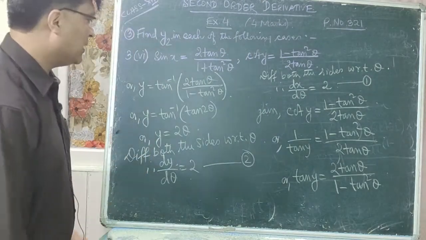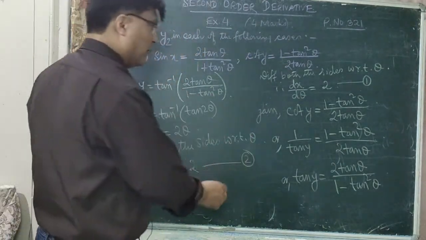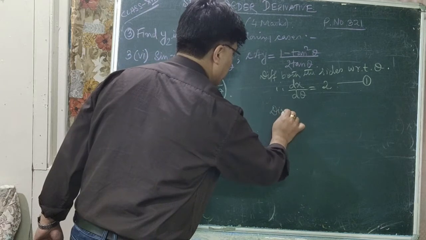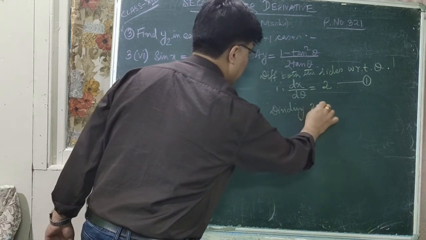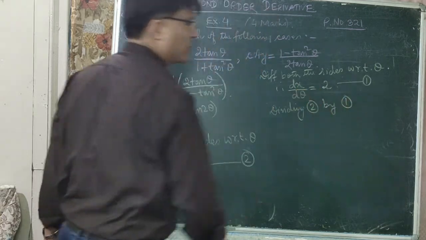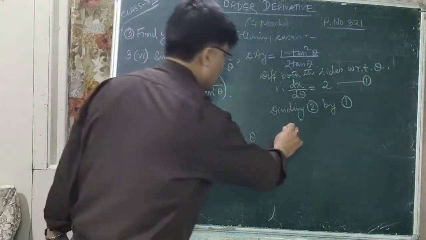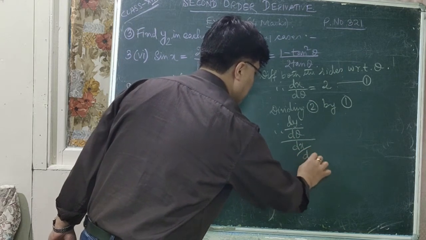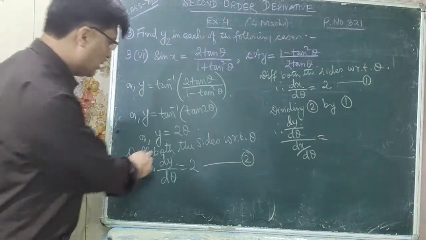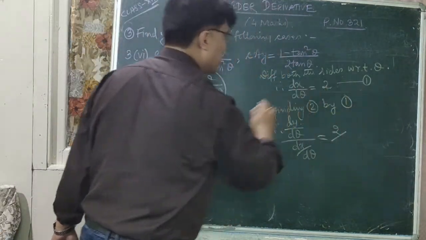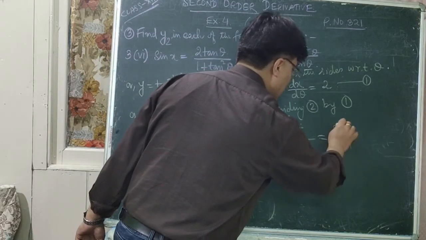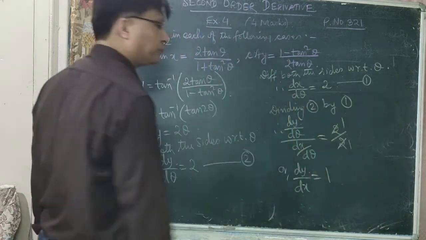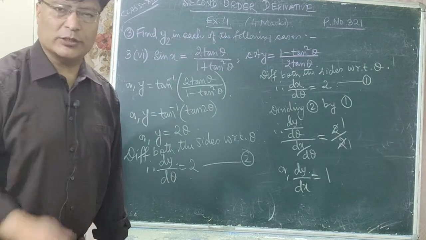So let us write down, dividing 2 by 1, because you have to get the value for dy by dx. Therefore dy by d theta divided by dx by d theta is equal to, what is dy by d theta here? 2 divided by, write down right hand side of number 1, that is also 2. Your 2 gets cancelled, that is your 1, or this is your dy by dx is equal to 1. So we got the value for dy by dx, which is equal to 1.